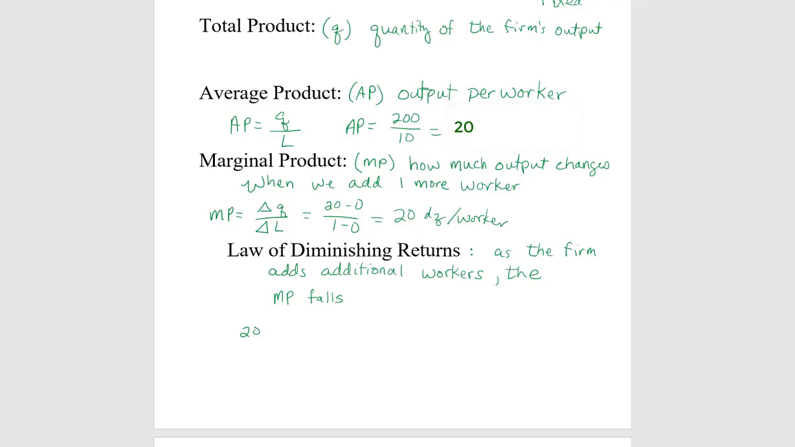So that first worker, we said, maybe gave us 20 dozen cookies when they're working by themselves. When we add a second worker, that second worker may actually have a marginal product of 30 dozen cookies. Because we're adding them and we've got this division of labor, we can crank out more cookies. That doesn't mean the second worker themselves is personally more productive or is cranking out more cookies on their own. It means that division of labor allows that quantity produced to go up by 30 units because we've added a second worker.